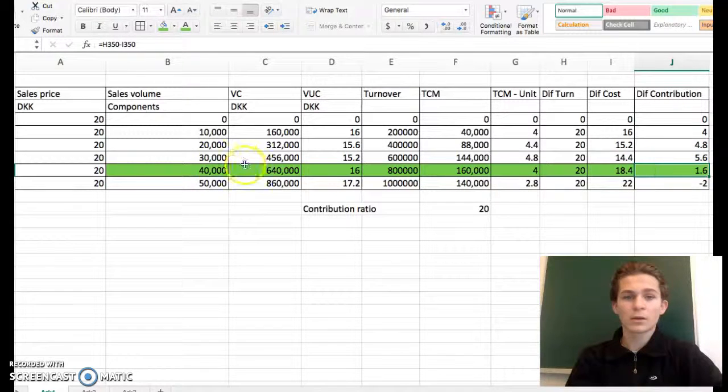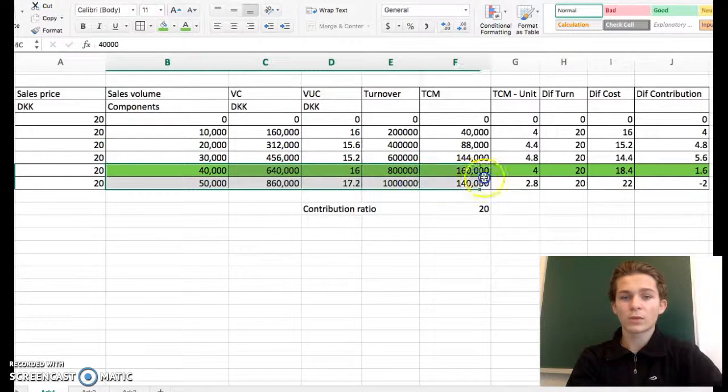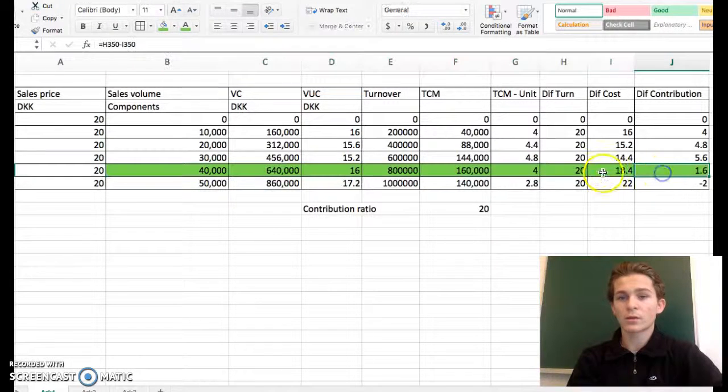Then finally, I took the differential turnover and subtracted the differential cost, which gave us the differential contribution margin. And as you can see, the line I've marked green is where it is the optimum sales volume and price. So you can see here it goes from 1.6 to -2, which is where they should stop producing. And if we look at the total contribution margin, you can see it is 160,000 here, where it is only 140,000 here. And the unit goes from 4 to 2.8, which is all decreasing in the last part.